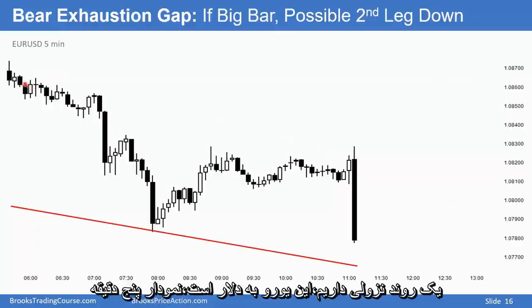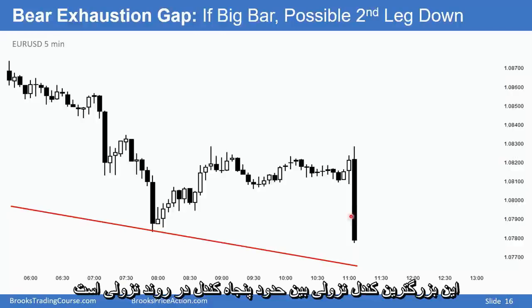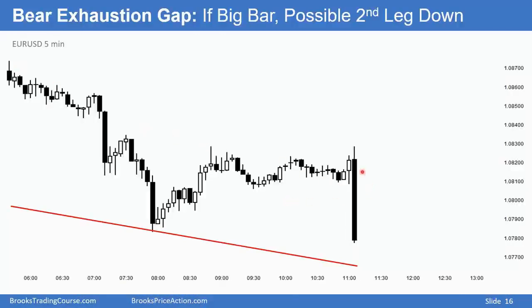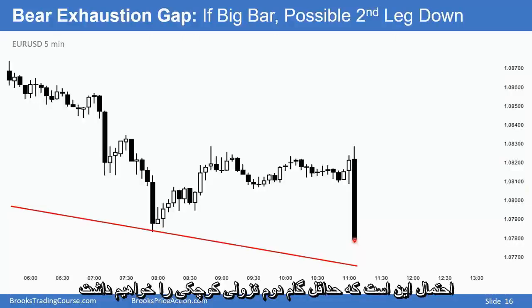We have a bear trend. This is the euro versus the dollar, 5-minute chart. And this is the biggest bear bar occurring 30 or 40 or 50 bars into a bear trend. It's a big enough bar so that the odds are we'll get at least a small second leg down.